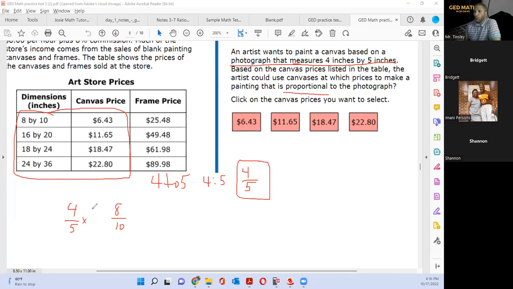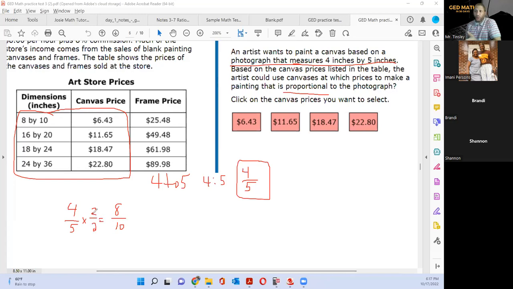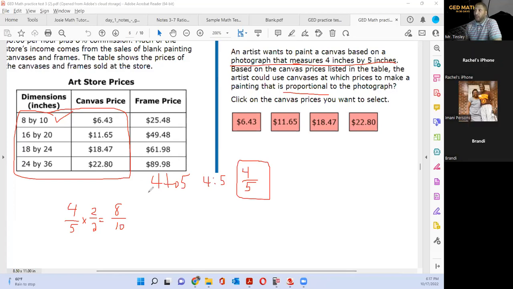Is it two? Yeah. So whatever we do to the top, we do to the bottom, right? So 4 times 2 is 8, 5 times 2 is 10. So that means 8 by 10 is proportional to 4 by 5. Everybody understand that? Yes. Now we're gonna go to the next canvas.